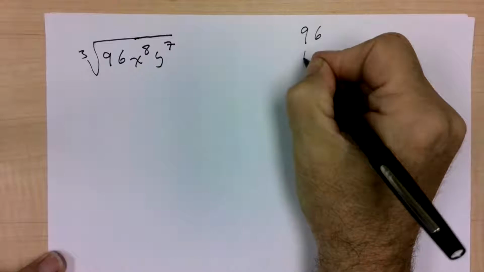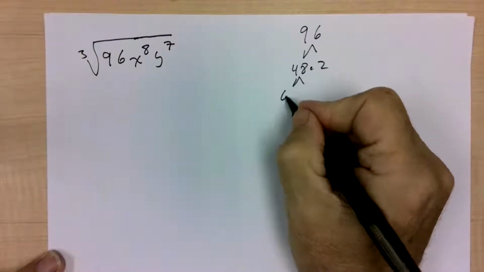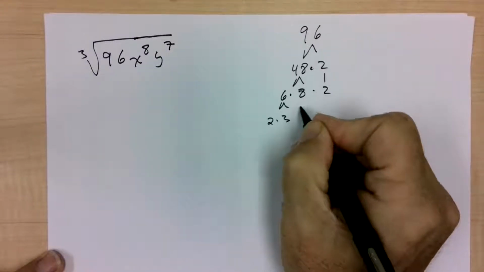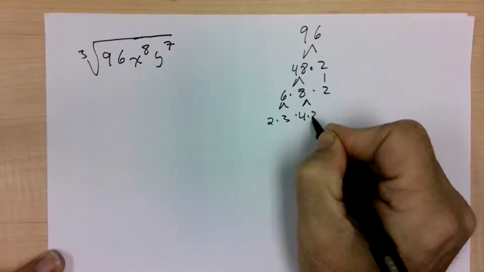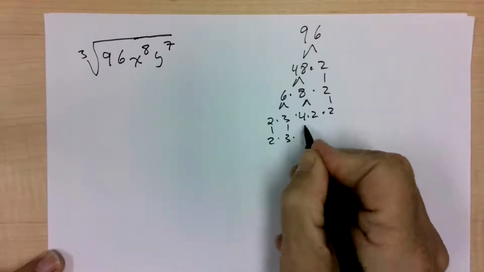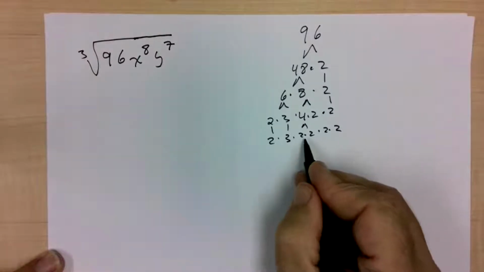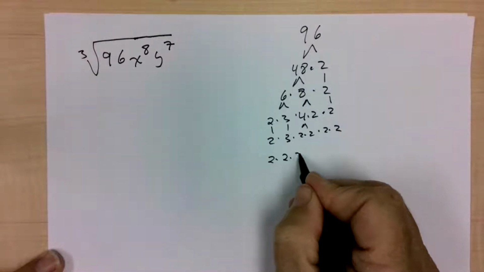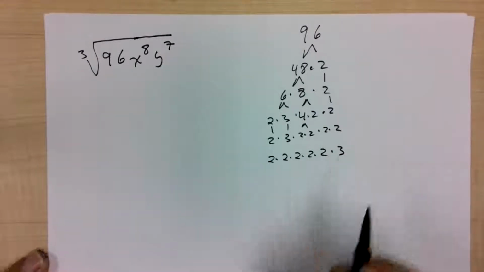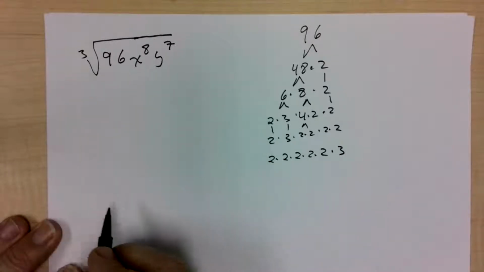96, maybe is 48 times 2. We just did 48, but I can do it again. 6 times 8 times 2. 6 is 2 times 3. 8 is 4 times 2 times 2. 2 times 3, 4 is 2 times 2, and then we have 2, 2 again. So I get 5 2's. 2, 2, 3, 4, 5. 2, 4, 8, 16, 32 times 3 is 96. So then we're going to go ahead and expand this.